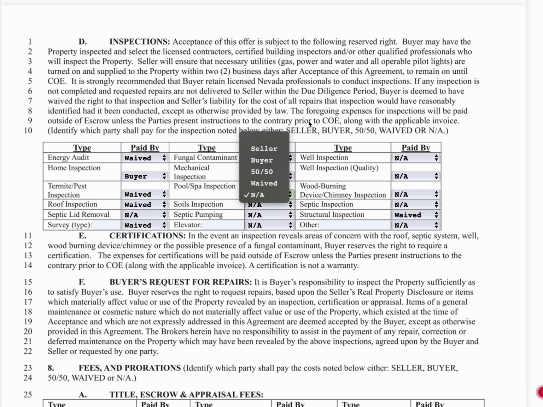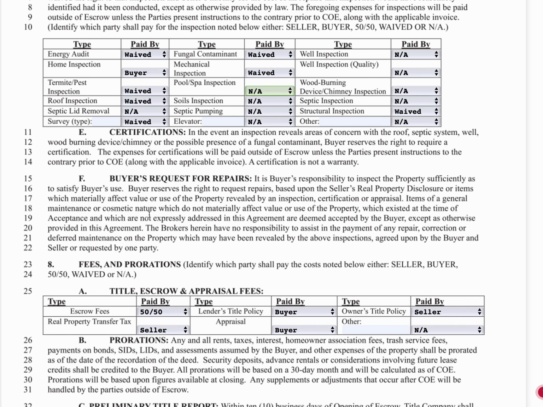Just to let you know, pool inspections usually cost a little bit more money, but other than that, we would go there. And then of course, buyer's request for repairs has to be done within that time period, or that due diligence. Diligence basically means that it's our responsibility as your buyer's agent and you as the buyer to submit all the disclosures within that time frame.